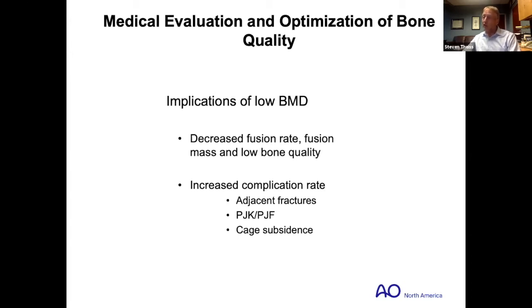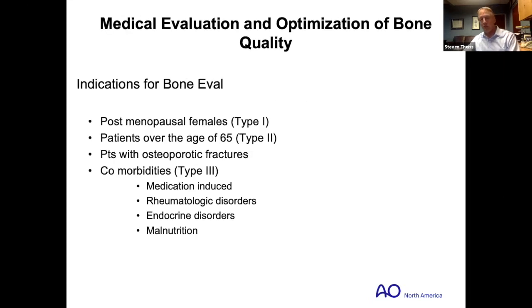And there's a whole host of clinical studies that have shown increased incidences, in adult deformity surgery, of PJK and PJF. Cages subside, you get adjacent level vertebral fractures that complicate it, you lose fixation. So clearly, patients that have lower bone mineral density do worse. So who do we evaluate preoperatively for their bone mineral density, and what do we do to optimize it?